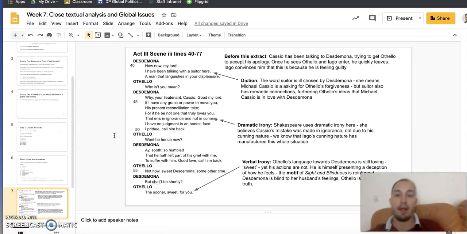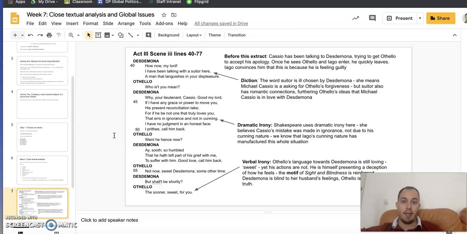So this is a close textual analysis from lines 40 to 77 from Act 3, Scene 3. So before this extract in this scene, Cassio has been talking to Desdemona, trying to get Othello to accept his apology. But once he sees Othello and Iago approaching, he quickly leaves, and Iago convinces Othello this is because he is feeling guilty.